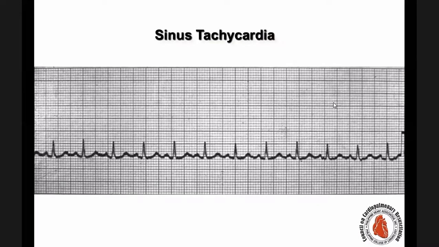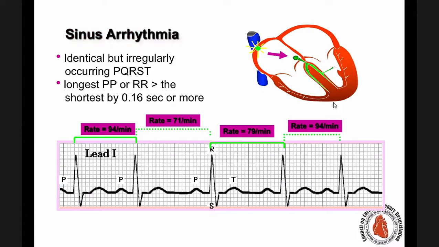All right? So this is what I call sinus arrhythmia. What happens here is that the SA node is firing, and it is conducted through the entire conducting system, and that's why there is a PQRS in every beat. But the rate varies. Sometimes 94 beats per minute, sometimes 71, 79, 94.